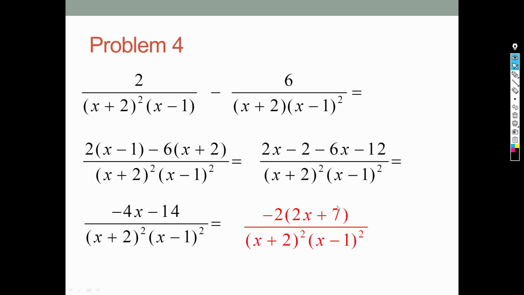Now we check to see if it can be reduced. Well, 2x plus 7 can't be factored anymore. If this had the factor of x plus 2, we could divide out. But in this case, that's as far as we can go. So that is the answer to that one.